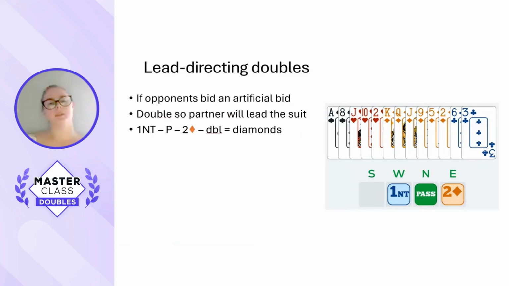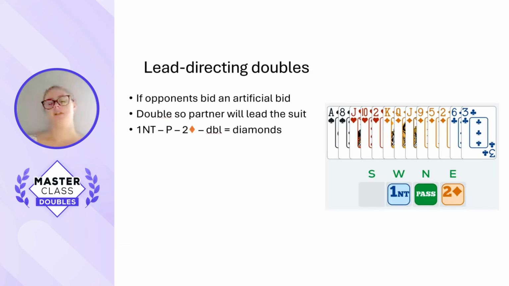And then maybe the strangest double is a lead directing double. And this is if opponents have bid an artificial bid. So let's say they bid transfers, or they bid Stayman, or they're answering key cards, or they're Q bidding, whatever. If it's an artificial bid and we double, we're asking partner to lead that suit.